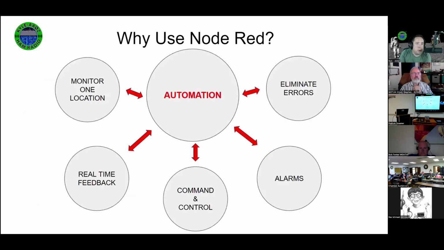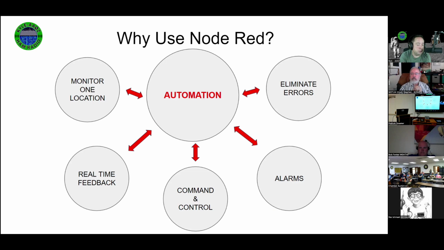So why do you want to use Node-RED? Set yourself in your shack and think of all the things that you have to do to move from 40 meters CW to 20 meters single sideband with an amplifier and pointing from California to New York. What are the things that you have to do? I bet you anything that I could probably do all of those commands with one click of the mouse in Node-RED. So it literally eliminates errors.